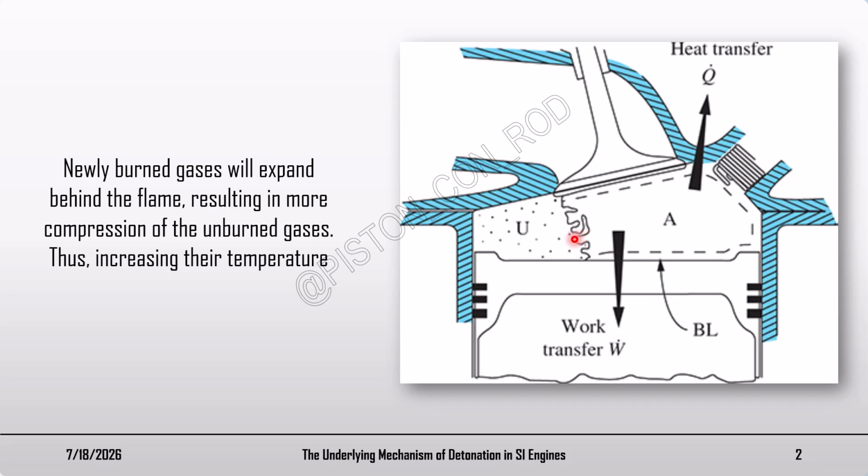The important thing is newly burned gases will expand behind the flame, resulting in more compression of the unburned gases, thus increasing their temperature. What does this mean? It means as the flame moves forward to the unburned zone, newly burned gases, because of the combustion, will expand behind the flame front and will compress the unburned gas in front of the flame and increase its temperature.